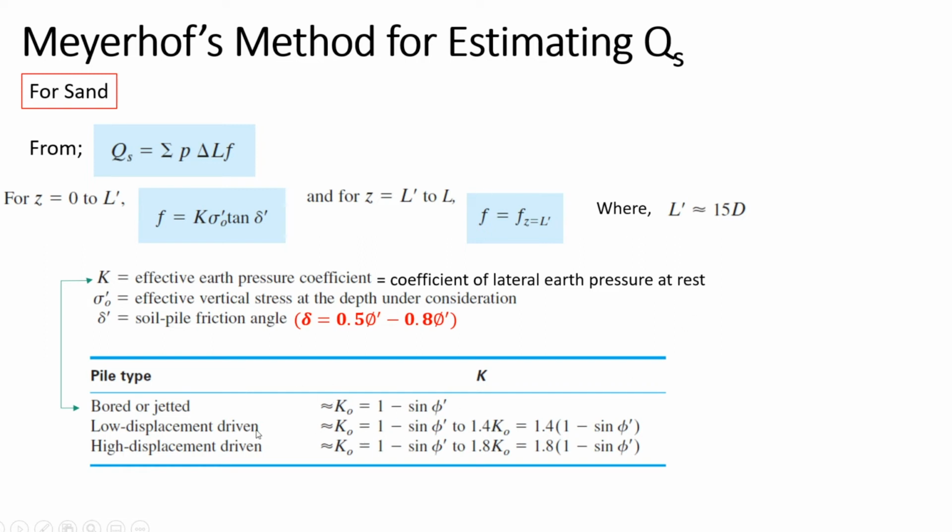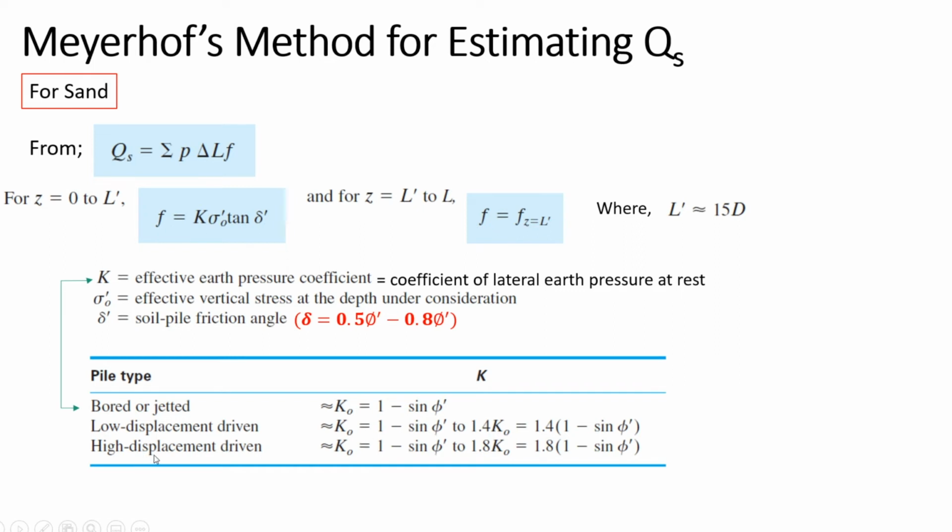So it will be different for different types of pile. Alright, for the bored pile or non-displacement pile, you will use K naught equivalent to 1 minus sine phi prime. For the low displacement driven pile, this is the range for the K, and for the high displacement driven pile, this is the equation. So what is the difference between the low and high displacement driven piles? For the low displacement piles, for example, we have the open-ended pile, for example the H section pile.